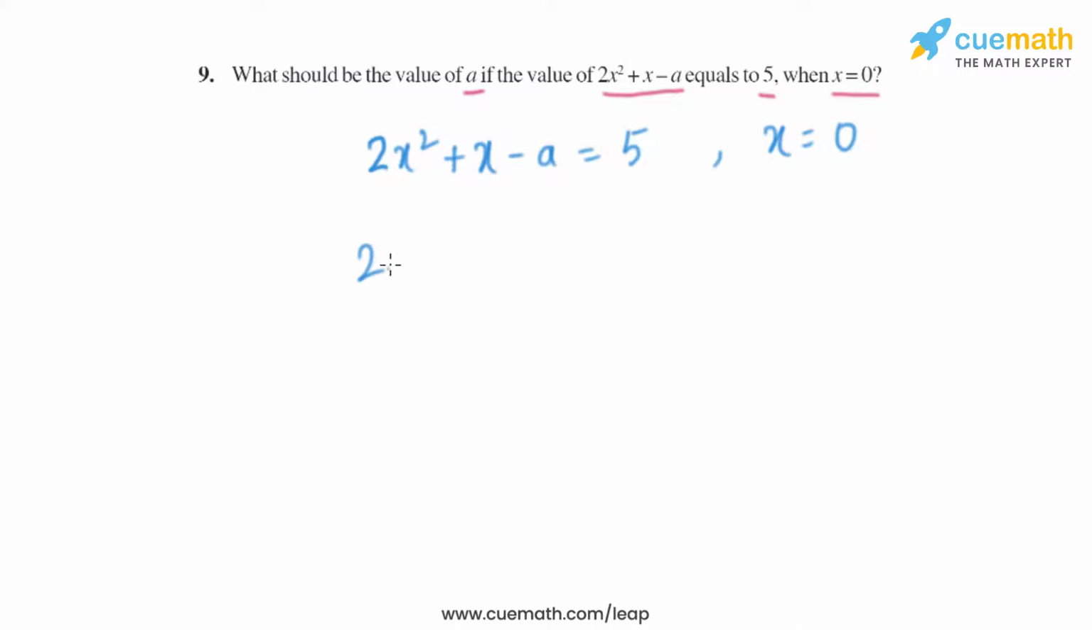Let's put the value of x, that is 0. So it will become 2 × 0² + 0 − a = 5. So 0 into 2 is 0, and that is also 0. So −a = 5. So a will equal −5.